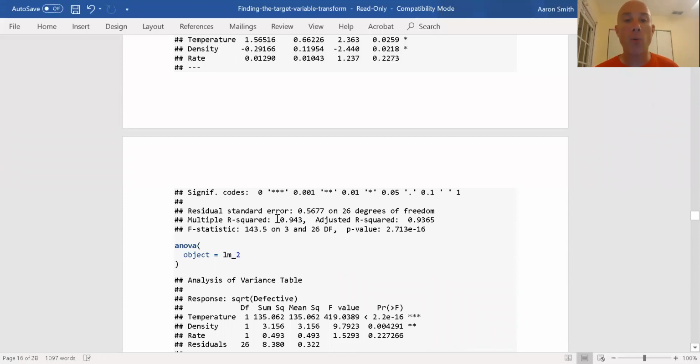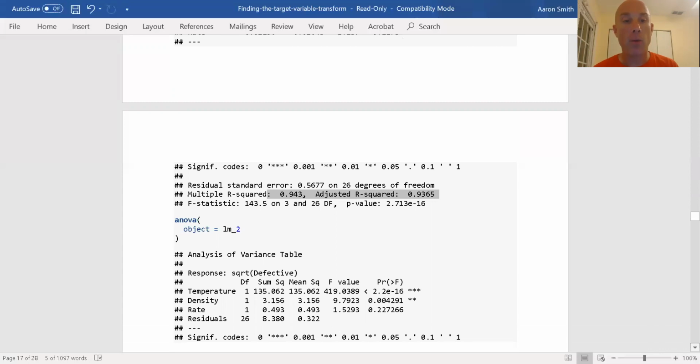Remember what I had for r squared? It was 0.8 something each time. Now I'm better than 0.9. The greater your r squared is, the harder it is to improve. So going from 0.8 something to 0.9 something, that's a big improvement.